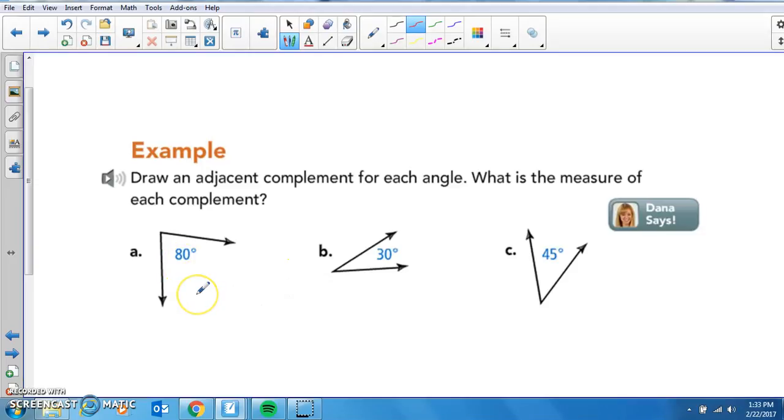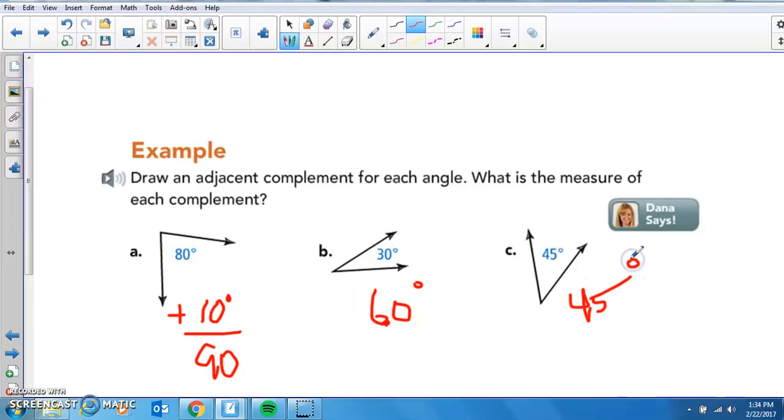So if we have an 80-degree angle here and we're asked to find an adjacent complement, what we want is an angle that equals 10 degrees because 10 plus 80 equals 90. So these two angles together should equal 90. Same thing with this one. If we were asked to find an adjacent complement to this one, we would have to figure out that the complement would be a 60-degree angle because 60 and 30 equals 90. And then for the last one here, the complement to this 45-degree angle would be another 45-degree angle. So our complements would be 10 degrees, 60 degrees, and 45 degrees.